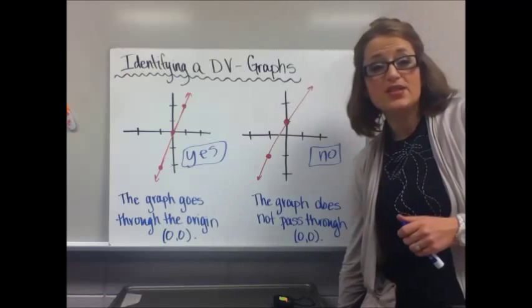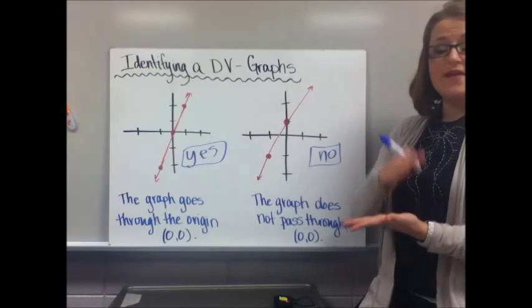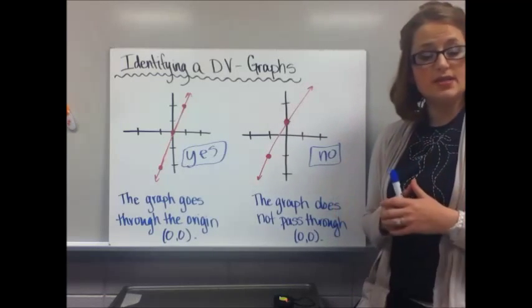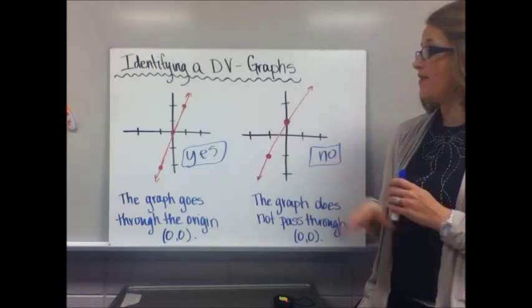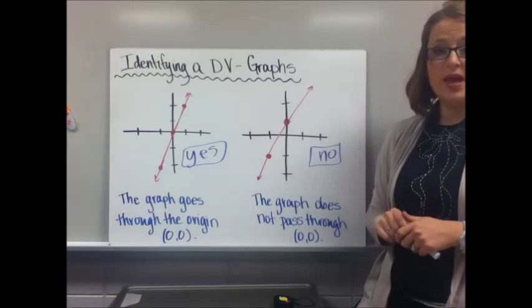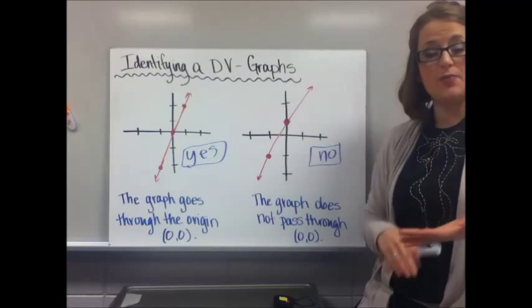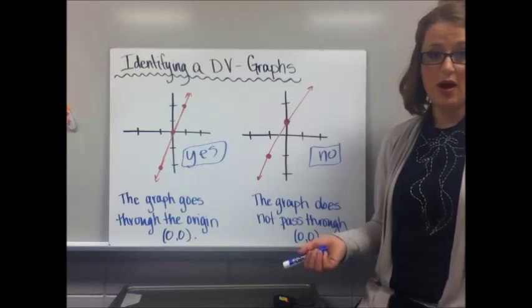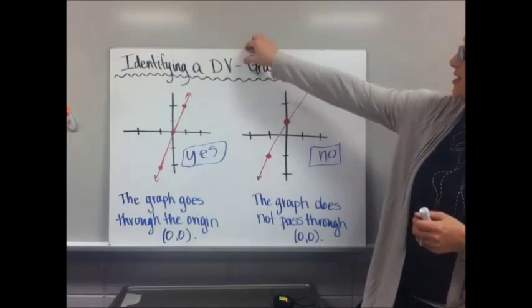So a recap, direct variation. When you divide the y value by the x value, it's always going to be the same for any point on the graph. The picture of it, if it goes through the origin, it is direct variation. And in an equation, you're just going to have a number multiplied by the x value to get the y. There's no adding and no subtracting.